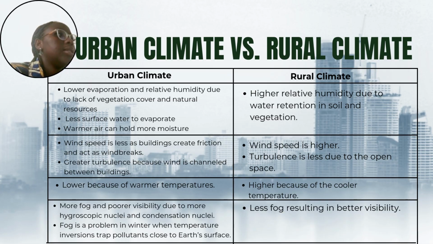And then lastly, in terms of fog and visibility, there's more fog and poor visibility due to more hygroscopic nuclei and condensation nuclei. The fog is a problem in winter when temperature inversions trap pollutants close to the surface of the earth, and then in rural there's obviously less fog, which results in better visibility. Alright, so I hope that helps you in terms of comparing and contrasting, and this is again more logically sound because you can think about the difference between urban place and rural area.